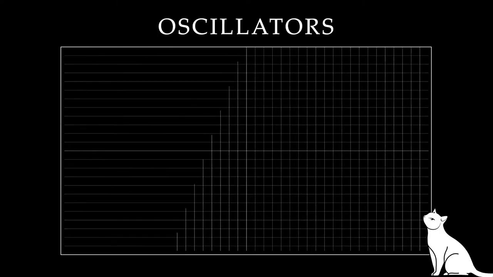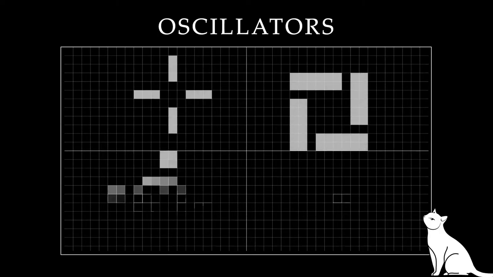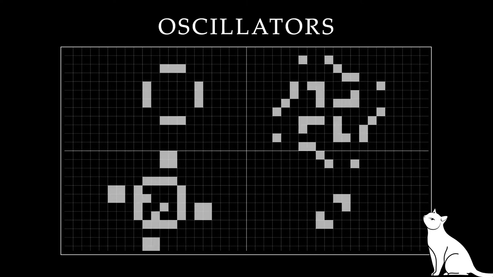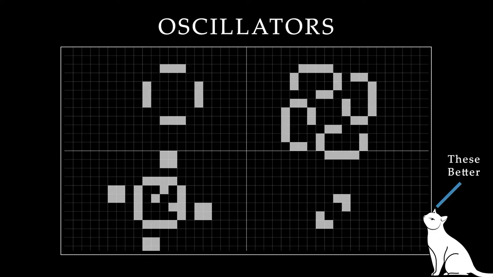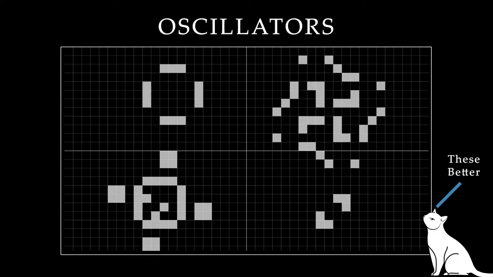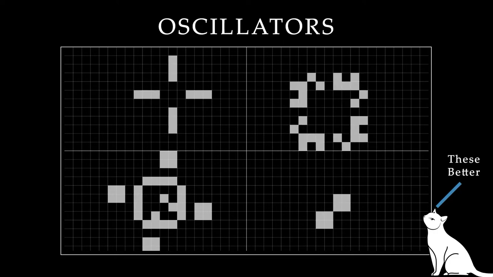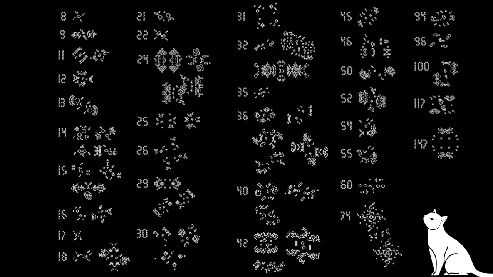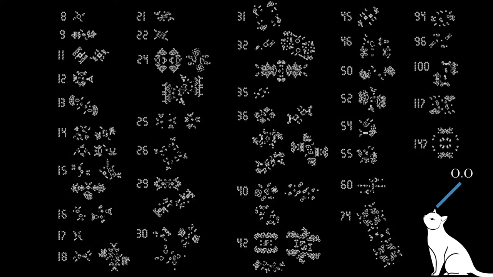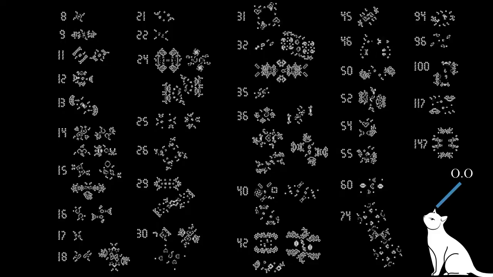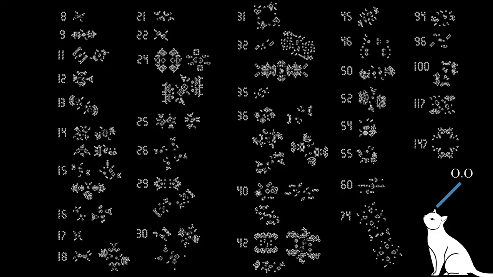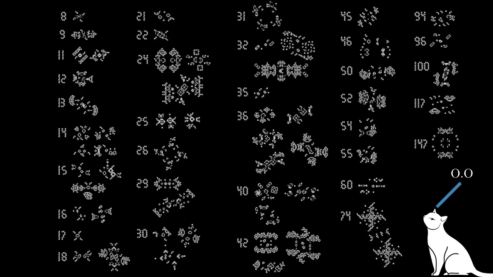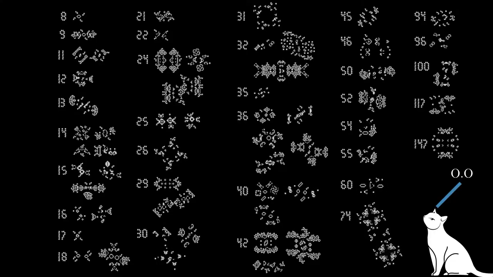Then there are oscillators. The initial configuration will create loops. As you can see, they will remain in this cycle forever. Just imagine that if you take off one pixel and change it, the whole structure will crumble down. There are plenty of examples of oscillators. These are different examples of configurations that take even 147 generations to become a loop.